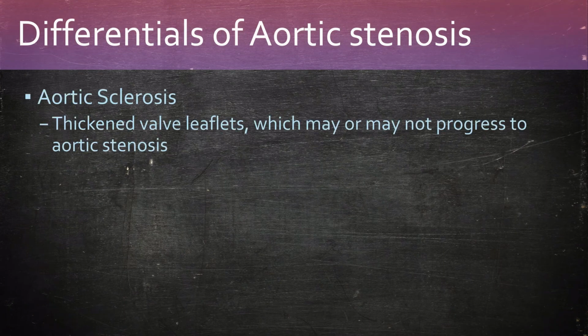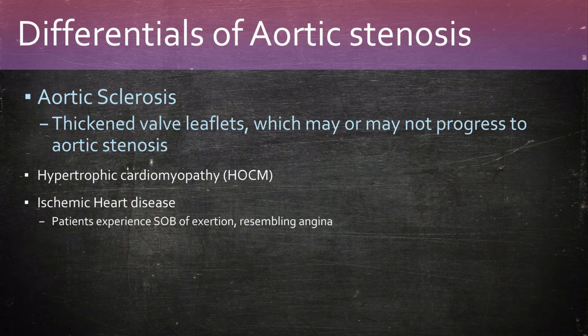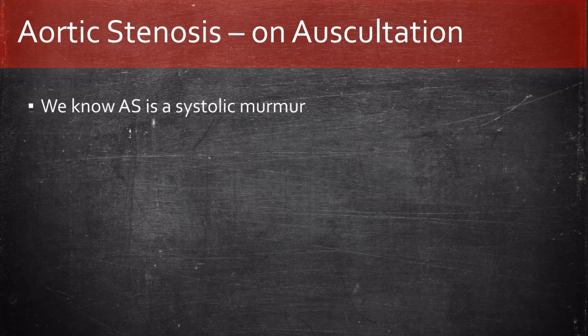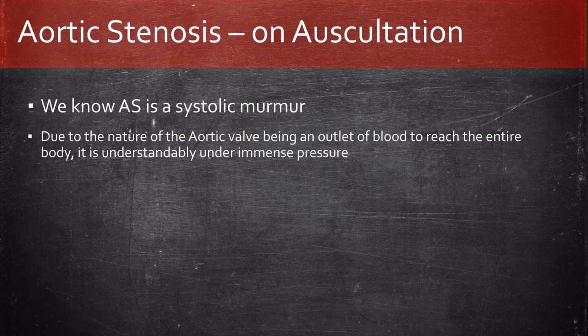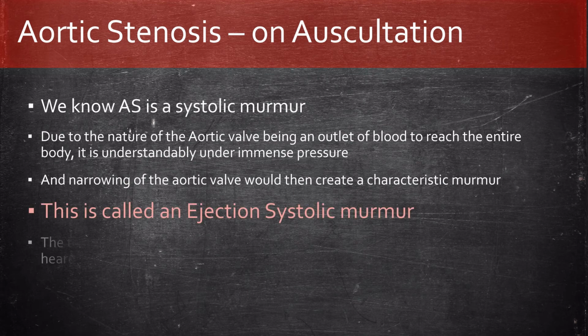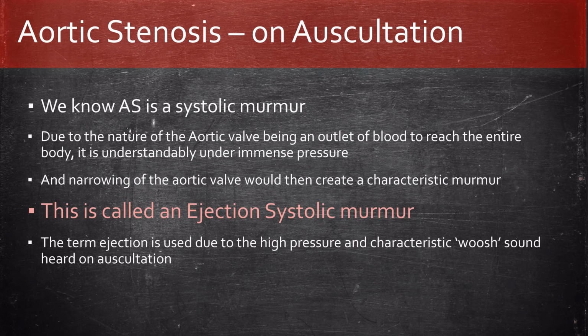Let's move on to the differentials of aortic stenosis. These are mainly aortic sclerosis, hypertrophic cardiomyopathy, and ischemic heart disease. So, we know that aortic stenosis is a systolic murmur. Blood in the aortic valve is under immense pressure, and narrowing of the aortic valve would result in what we call an ejection systolic murmur. The term ejection is used to describe the characteristic whoosh sound heard on auscultation.